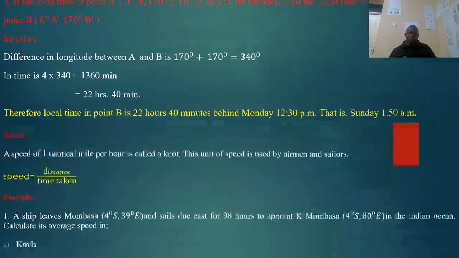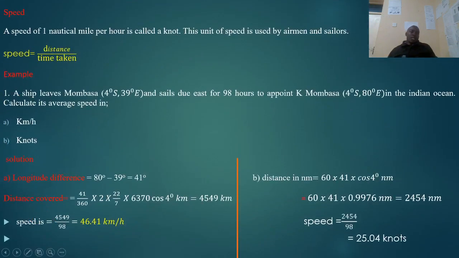Now let's talk about speed. When we're talking about ships and aircraft, the speed is measured in knots, and the distances are measured mostly in nautical miles and not in kilometers, and they have SI units of knots. That is the speed used by airmen and sailors.